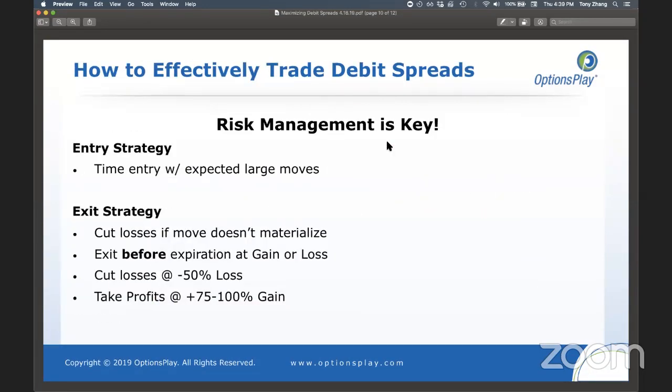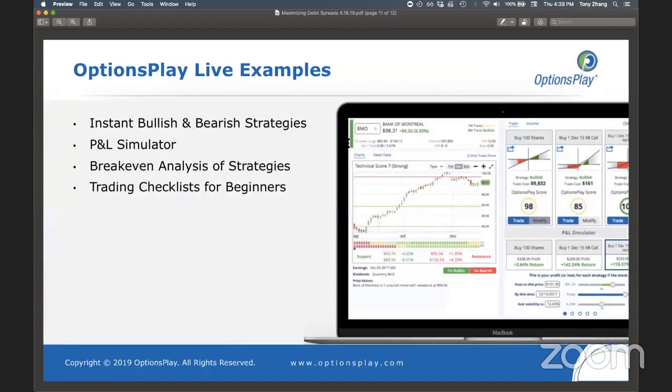And lastly, I do get a lot of questions about implied volatility and trading debit spreads when implied volatility is high or low. What I want to do is jump over to some real examples here. I think that's going to help me better illustrate why implied volatility, while important, should not be a critical factor in determining whether you want to trade debit versus credit spreads. So right now, I want to jump over to Options Play. I want to show you some real examples.